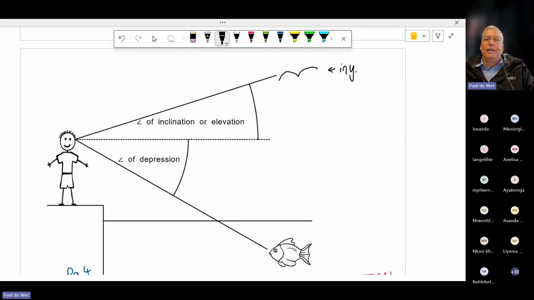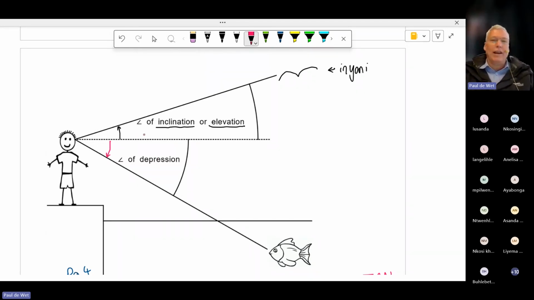It's flying. Now guys, when we look up at an angle, that's called an angle of inclination or elevation. And when we look down, it's called an angle of depression. So down off the horizontal is depression, up is inclination or elevation.